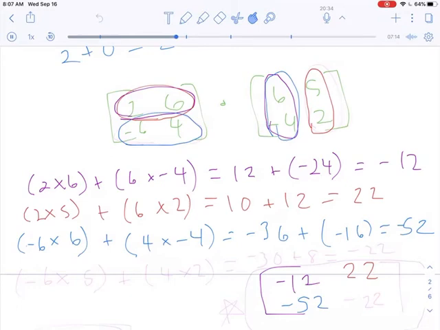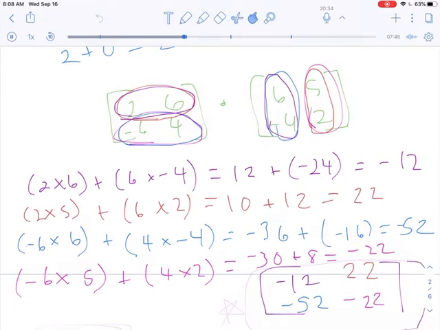And then our last one, second row times the second column. So I'm going to have -6 times 5 plus 4 times 2. That gives us -30 plus 8, which gives us -22. And this is actually going to be our correct answer. If you want to know where I got this problem from, it's on those extra worksheets that I gave you at the end of lesson on Monday.